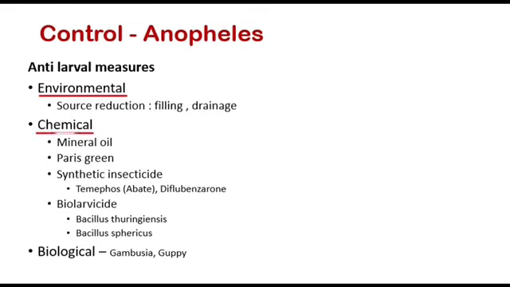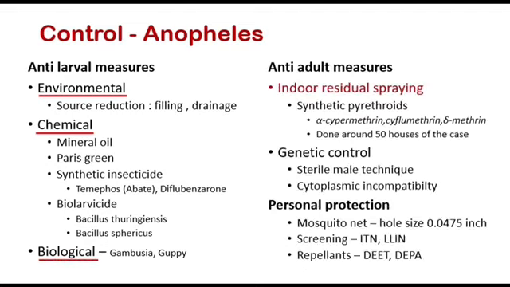Under chemical methods come mineral oil, Paris green or copper acetoarsenate, synthetic insecticides like temephos or Abate, diflubenzuron, and biolarvicidal agents like Bacillus thuringiensis and Bacillus sphaericus. Under biological methods, we include larvivorous fishes like Gambusia and Guppy.